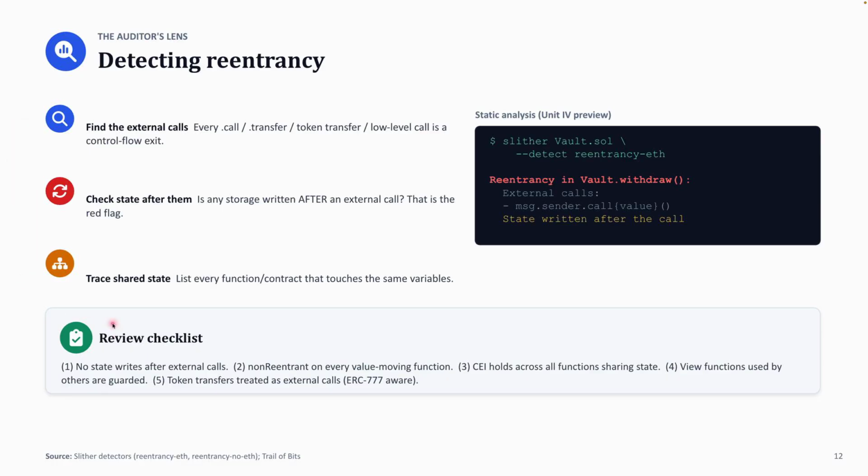At last, let's go through our review checklist. First is no state writes after an external call. Second, nonReentrant on every value-moving function. Whenever in a smart contract you have a function that moves value, add the nonReentrant modifier on that function. Third, CEI, or check-effects-interaction, holds across all functions sharing state. Fourth, view functions used by others are guarded. And fifth, token transfers are treated as external calls. ERC-777 aware.